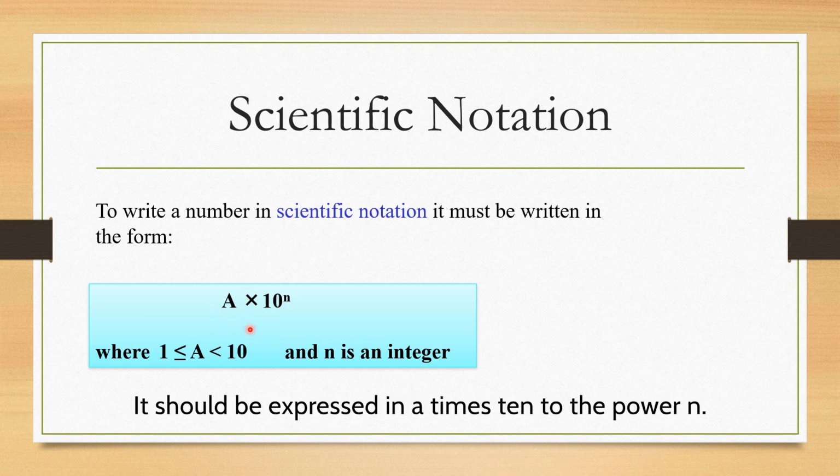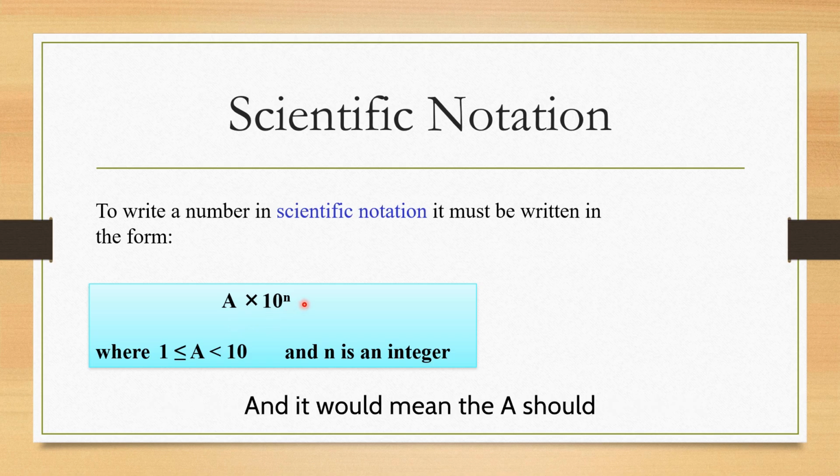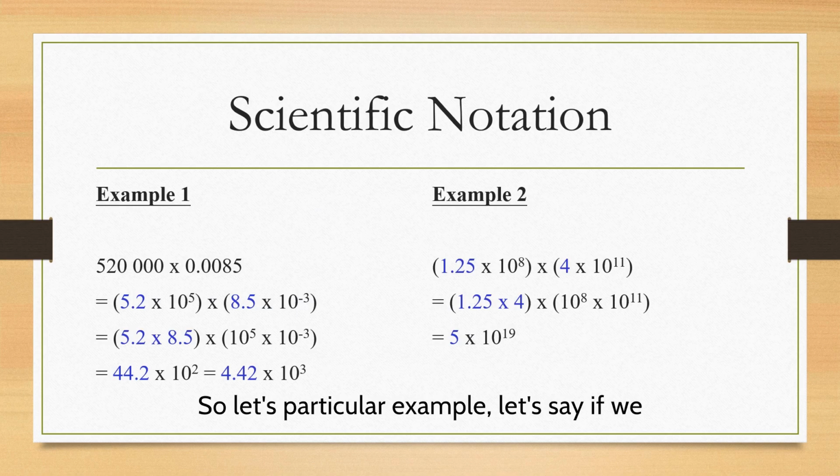It should be expressed as a times 10 to the power n. It would mean that a should be a single-digit integer. So it should be a positive integer within 10, and single digit, so it should be any number between 1 and 9, smaller than 10. So let's take a practical example.